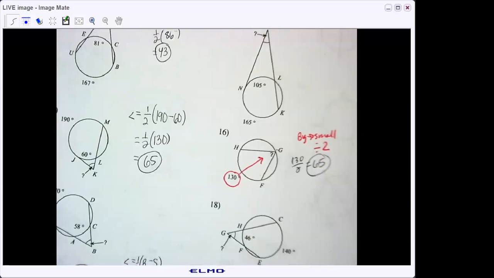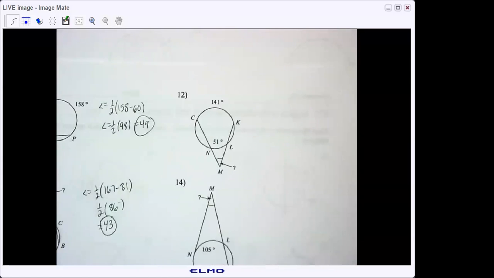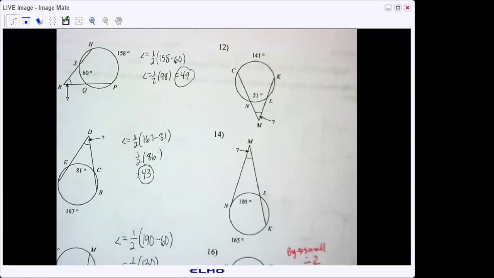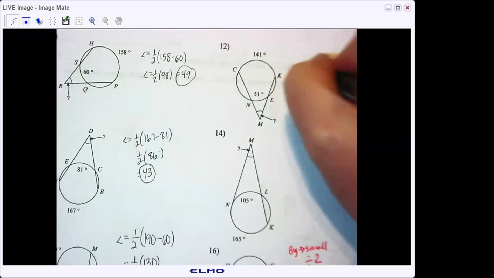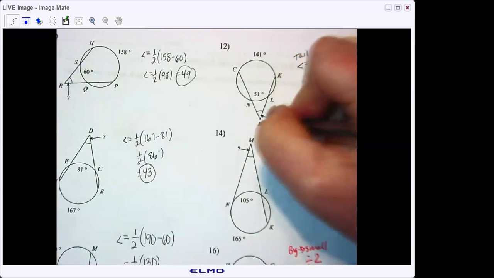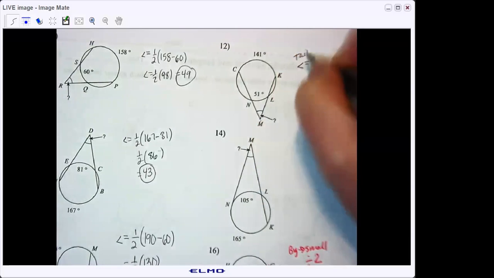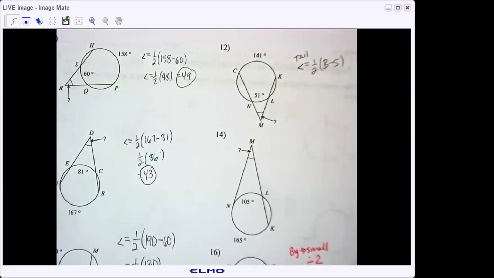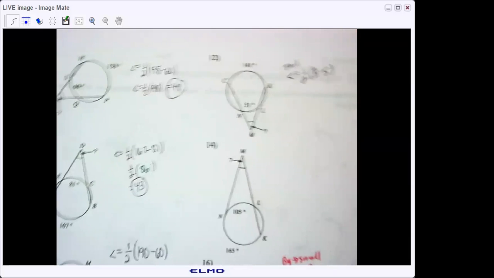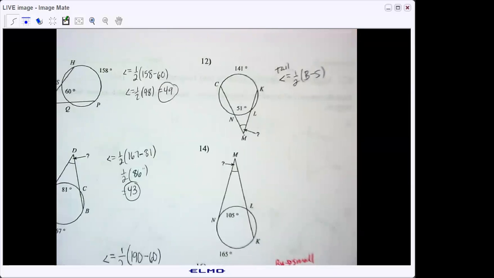Let's go through and do a few more, like the tail problems, like number 12. Remember, this is our scenario where we have two secants. The angle, or your tail, that little tail part down there, is equal to 1/2 the big arc minus the small arc. Go ahead and put your answer in the chat box. It's a pretty easy one.